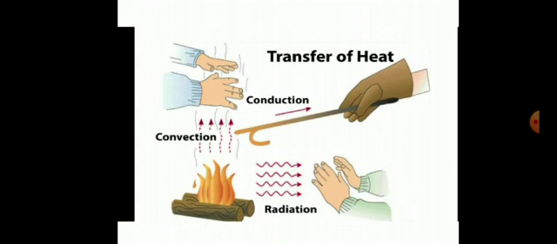Sun's heat is due to radiation process. We are getting heat of sun by radiation process. Clear?